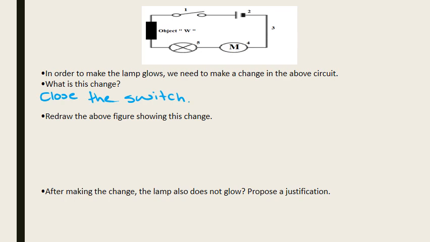It says redraw the above figure showing the change. So here we're going to draw the switch closed. Okay, so there's a switch, then we have a battery, then we have the motor, then we have the lamp, then we've got this object W.